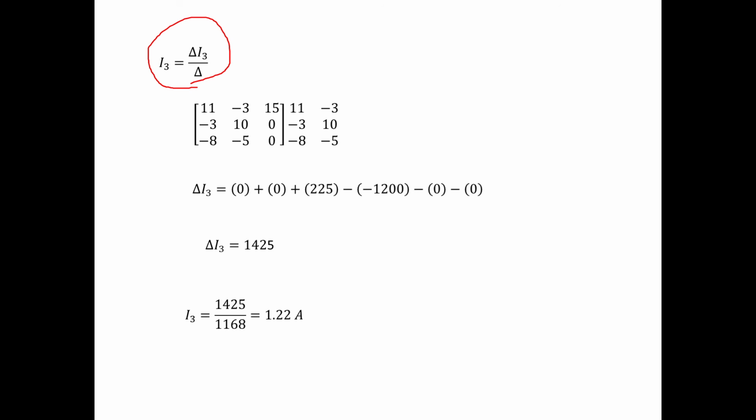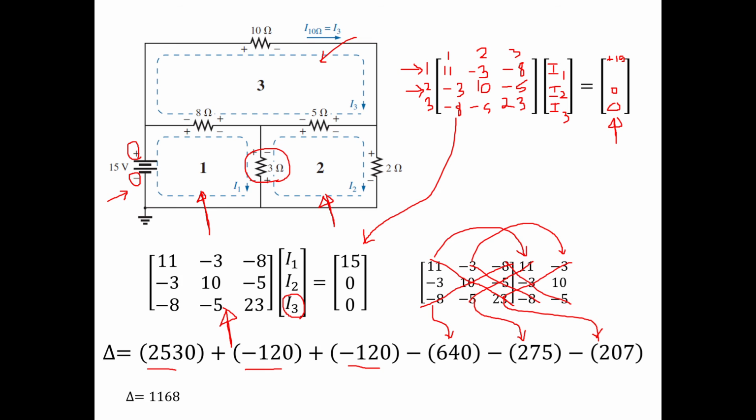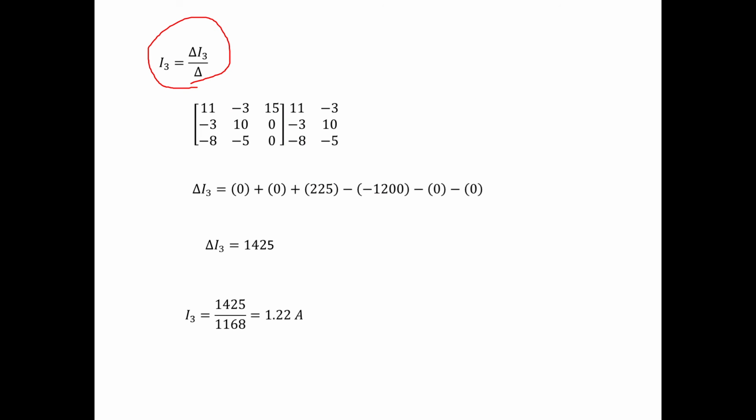What do you mean by delta I3? Remove the column corresponding to I3. This is the column corresponding to I3. Remove this column and replace it with the constants. You can find here I have replaced this one. Then we use the same procedure again. First multiply these three numbers and write here. Then multiply these three numbers and write here. Then multiply these three numbers and write here. Then you have to put negative, negative, negative.